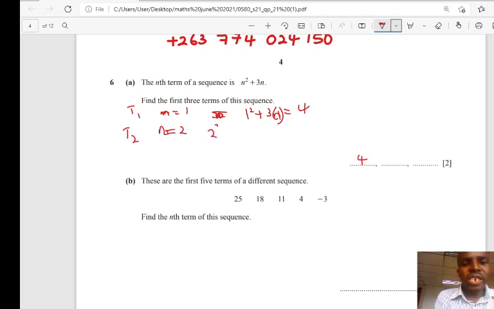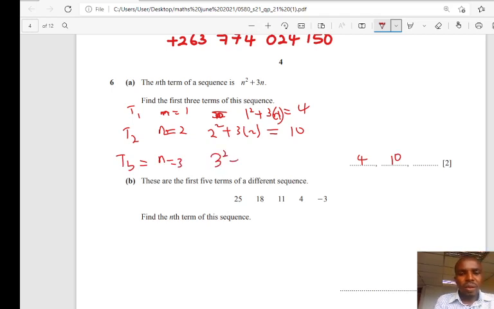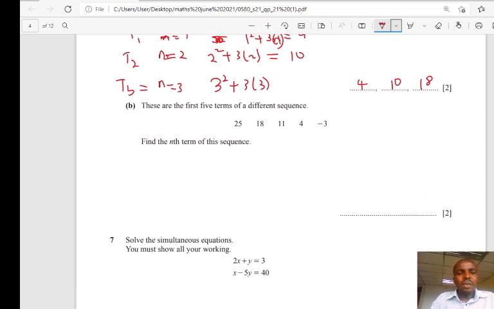That's the first term. Second term, term 2, you put n equals 2. It will be 2 squared plus 3 times 2. 3 times 2 is 6. 2 squared is 4. 4 plus 6, 10. Next, the third term, t3, we put n equals 3. It will be 3 squared plus 3 times 3. 9 plus 9 is 18. Then you are done. So just substitute in the equation. First term, you put n equals 1. Second term, put n equals 2. Third term, put n equals 3.